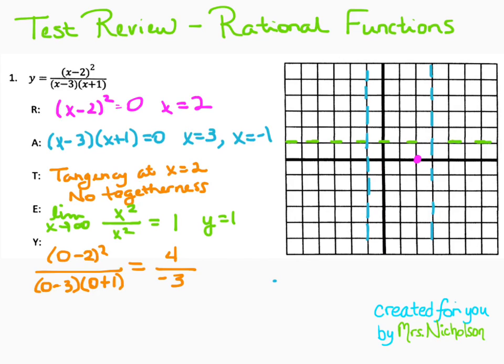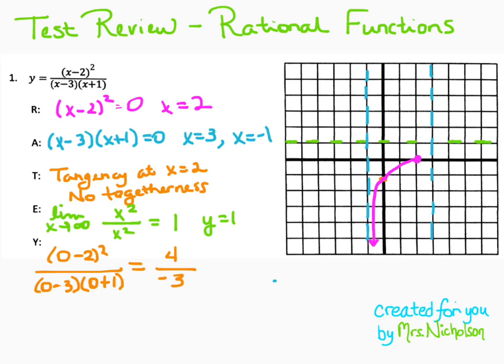Whoops, not there. -4/3 is bigger than -1, or more negative than -1. So I'm going to graph that right there. Okay, so now we're ready to sketch our graph. I have these 2 points, my x and y-intercept, and so I know that those 2 points have to be connected. I also know that at the y-intercept, my graph has to cross the y-intercept, and so it's going to keep going down towards the asymptote.